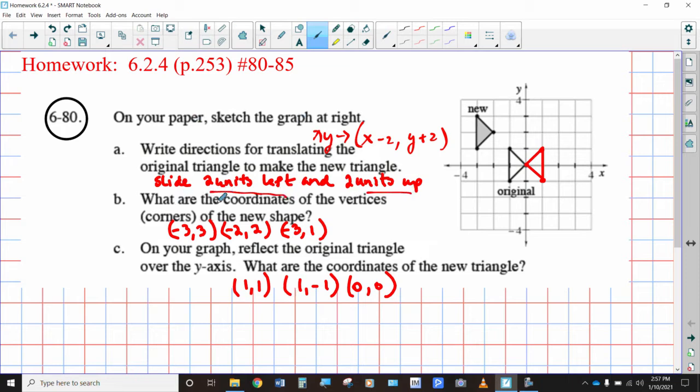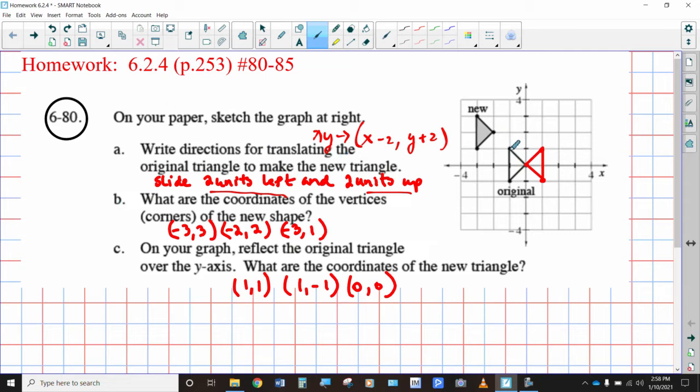Then what are the coordinates of the vertices of the new shape? This one right here is at negative 3, 3. This is at negative 2, 2, and that's at negative 3, 1. And then it says on your graph, reflect the original triangle over the y-axis. The x coordinates will change to their opposites, but the y's would stay the same. But they never asked us to write that down anyway.